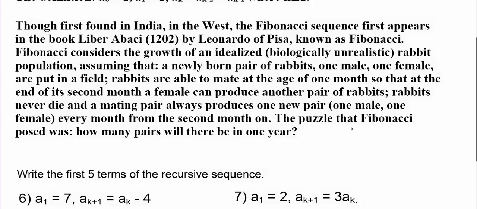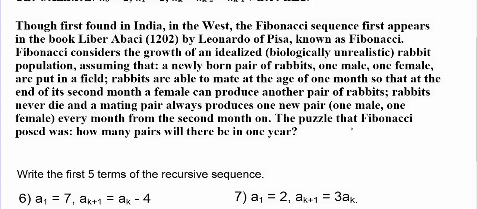Okay, so even though this was first found in India, in the West, the Fibonacci sequence first appears in the book Liber Abaci, and apologies for my terrible Italian pronunciations, by Leonardo of Pisa, known as Fibonacci. Fibonacci considers the growth of an idealized rabbit population, assuming that a newly born pair of rabbits, one male, one female, are put in a field. Rabbits are able to mate at the age of exactly 1 month, so that at the end of the second month, the female can produce another pair of rabbits.